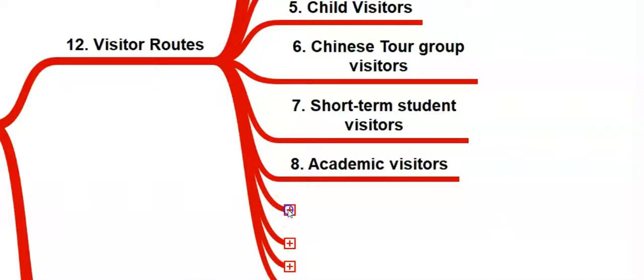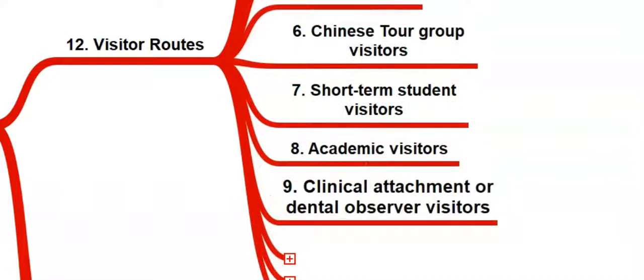The next one is a very little known visa, which is known as clinical attachment or dental observer visitors. If you are an overseas graduate from medical, dental or nursing schools, you can come to the UK as an observer, and you'll need to provide written confirmation of your offer to take up this post. And additionally, you'll need to also confirm that you have not undertaken this activity in the UK before.